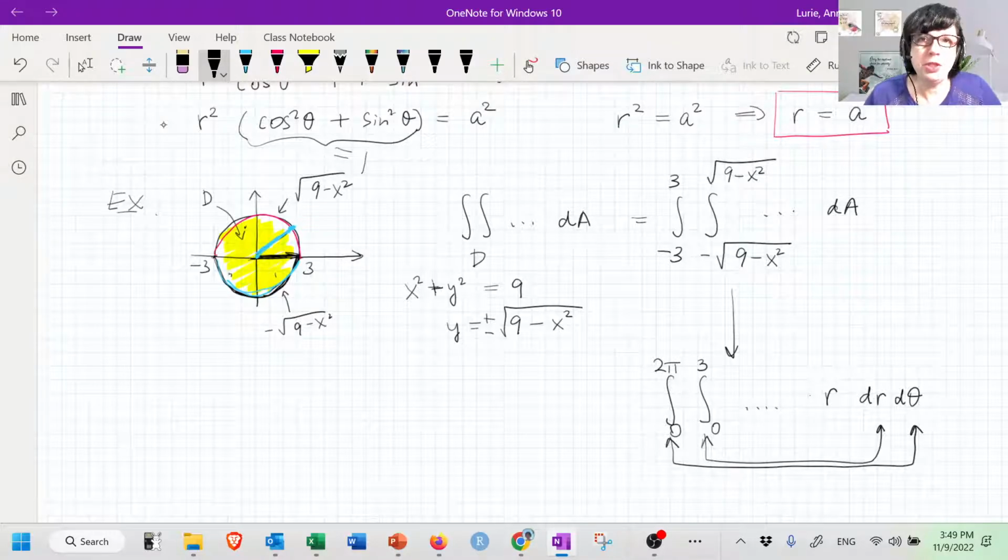Well, in the next video, I will go over an example of solving a double integral using polar coordinates.